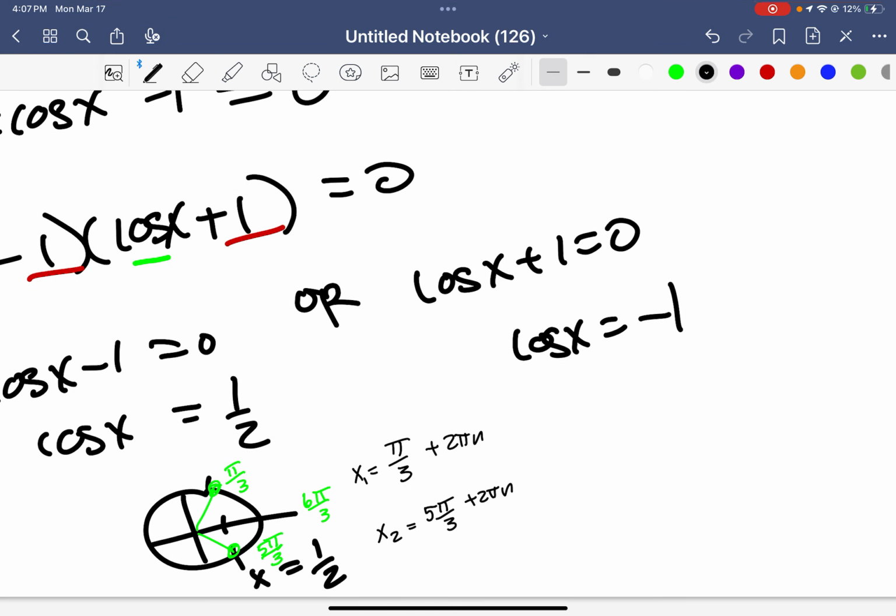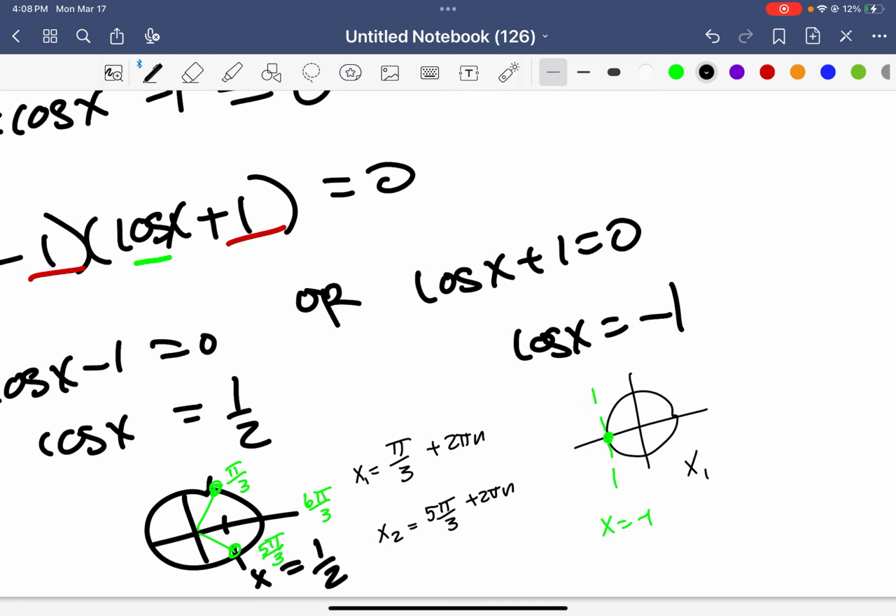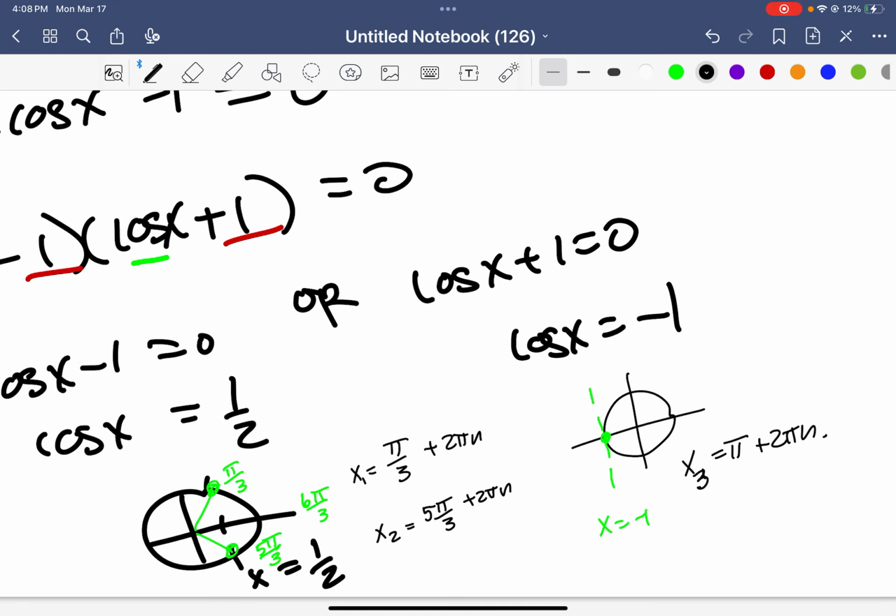Now I need to know where is cosine x equal to negative 1. Over here. And so that means the x that I'm looking for this time is going to be pi plus any 2 pi n. So there's my 3 families of solutions. Okay.